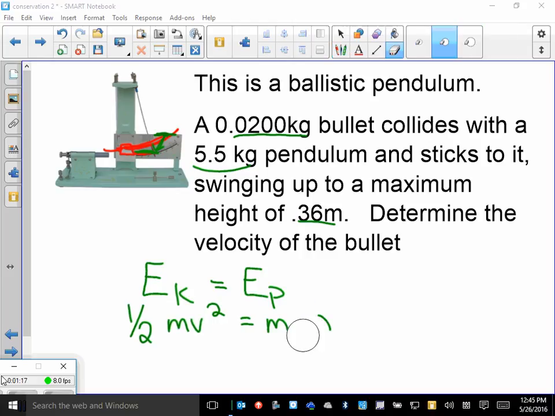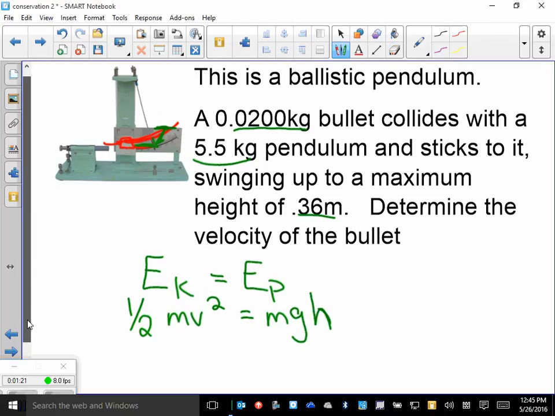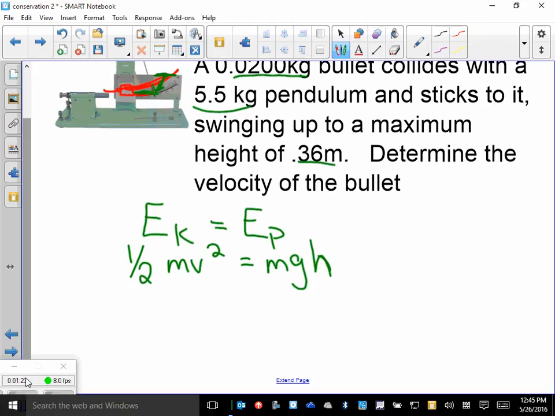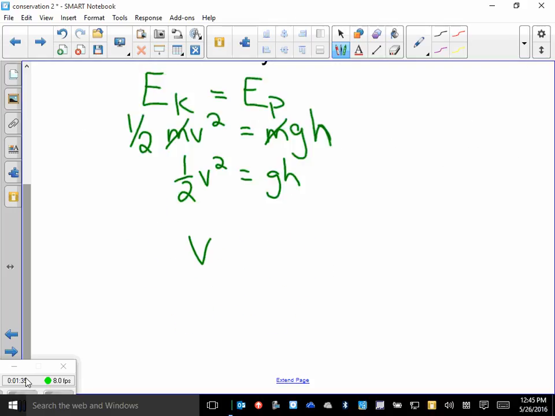That's a g: mass, gravity, height, acceleration due to gravity. Okay, there's mass on both sides, so if we divide by mass, it gets rid of the mass. We have 1/2 v squared equals gh. Getting speed by itself, we multiply both sides by 2, and then we square root both sides.